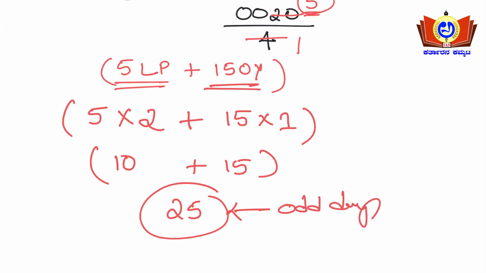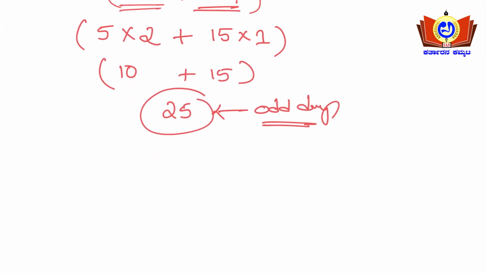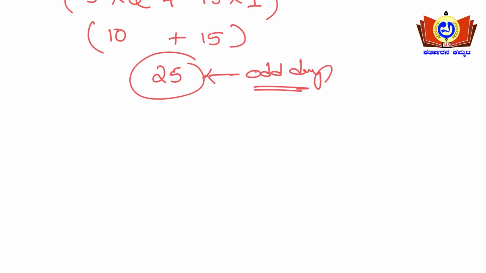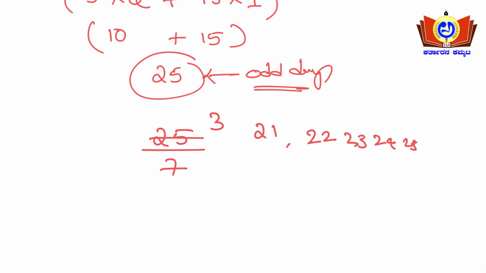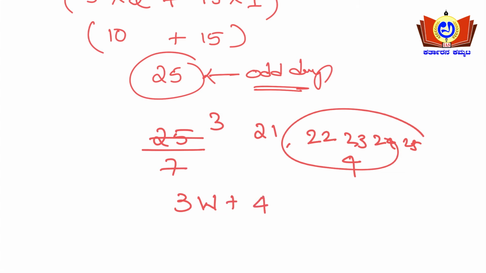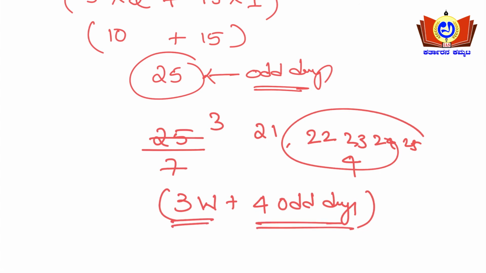25 odd days we got here. Yes or no? So this can be further simplified, right? 25 odd days are there. In 1 week, how many days? 7 days. 7 threes are 21, so 22, 23, 24 and 25. So 4 odd days are there, 4 extra days. So 3 weeks plus 4 odd days. Yes or no? 3 weeks plus 4 odd days.